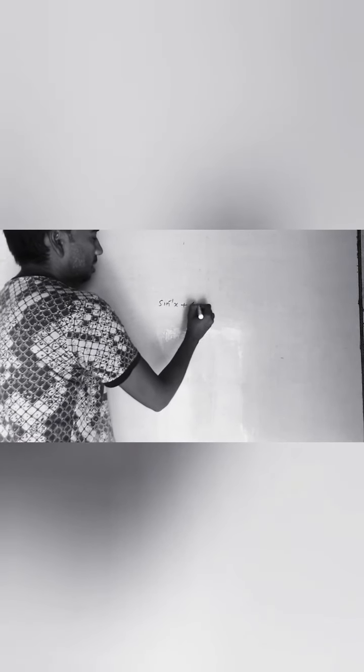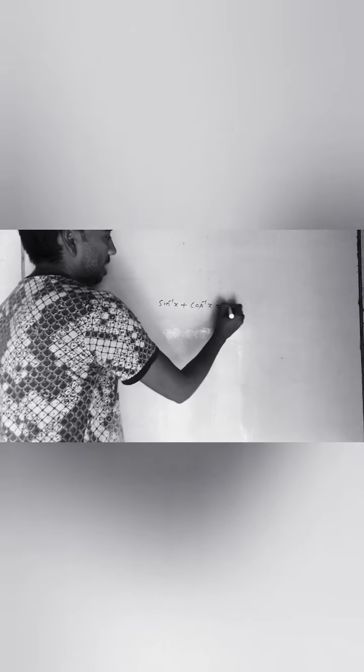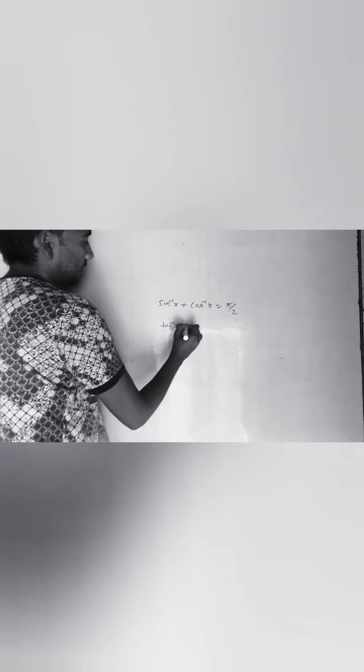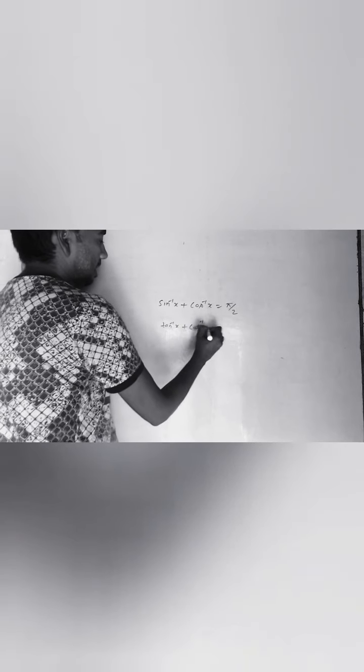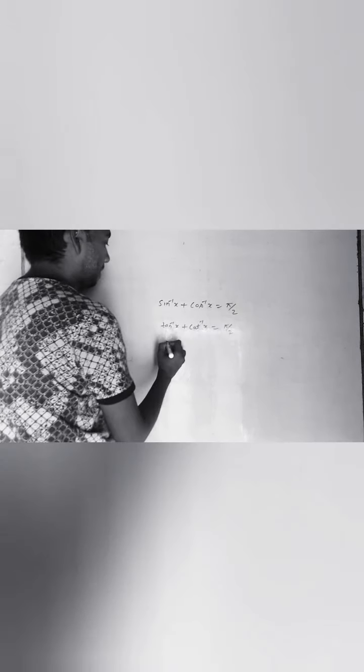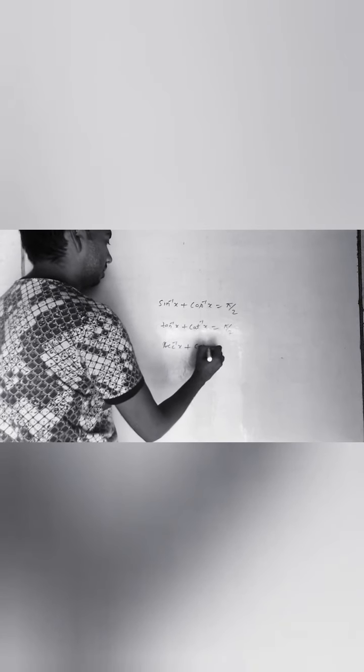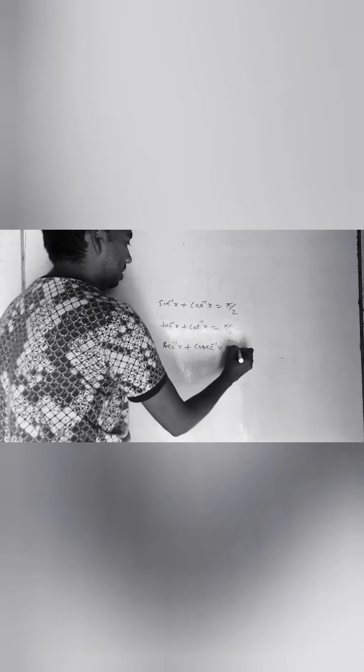And now next, identities. 3 identities are there. Sin inverse x plus cos inverse x is pi by 2. Tan inverse x plus cot inverse x is equal to pi by 2. Sec inverse x plus cosec inverse x is also pi by 2. There are 3 identities. We will prove one by one.